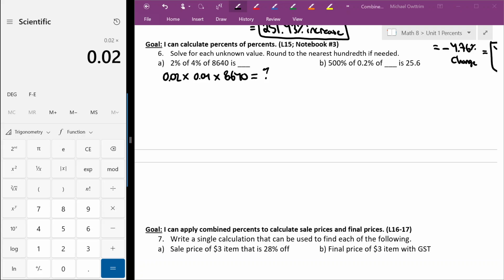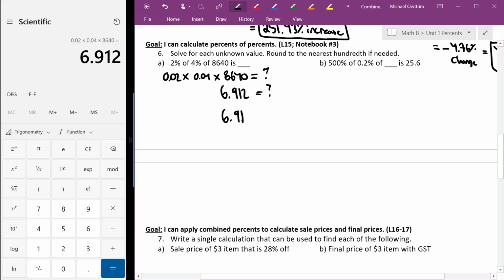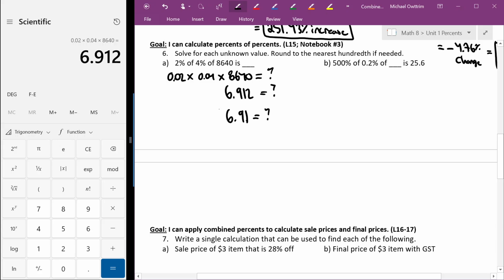So we'll do our 0.02 times our 0.04 times our 8640, and that gives me this number here, equals my unknown. I am again instructed to round to the nearest hundredth if I need to, so I'll go ahead and say 8.61, rounded to the nearest hundredth.